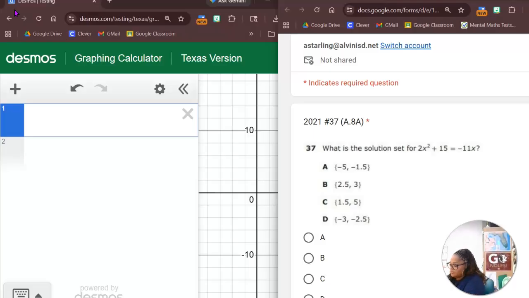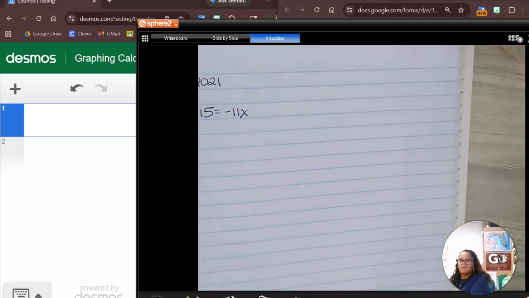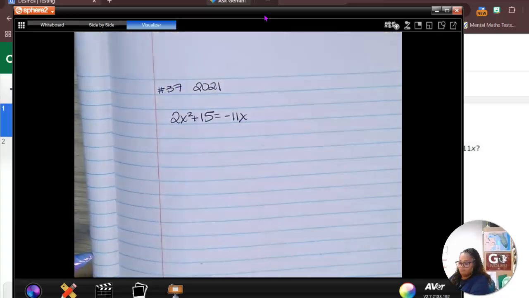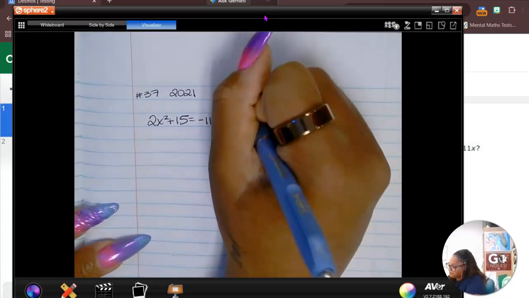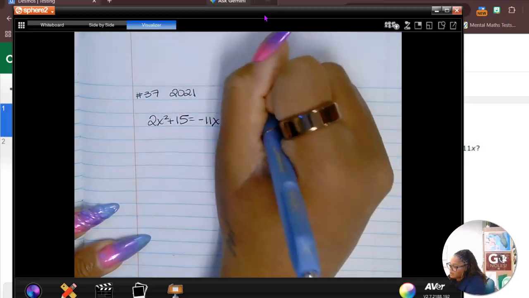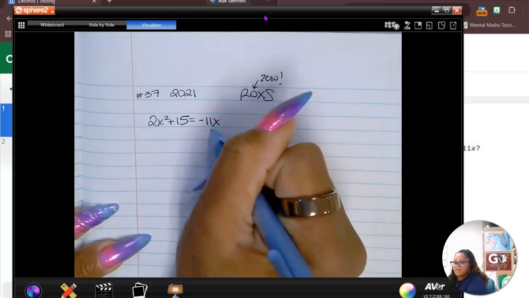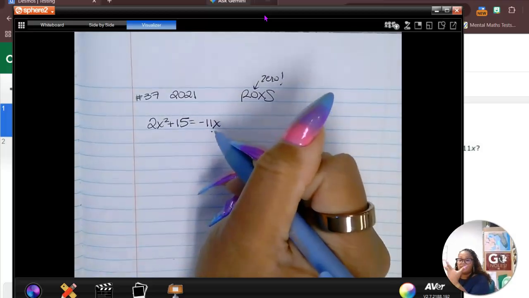It's 2021, and it asks, what is the solution set for 2x squared plus 15 equals negative 11x? So for these, I must keep in mind that zeros are important. I need the number 0. Because I don't have the number 0, I have to force myself to create the number 0.